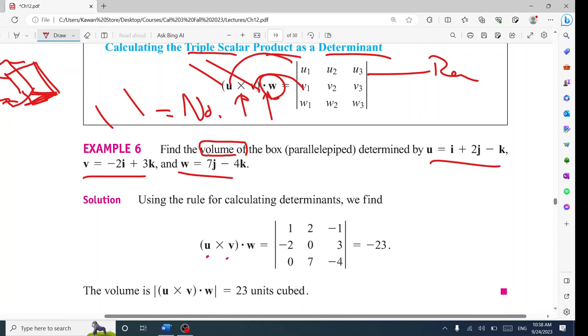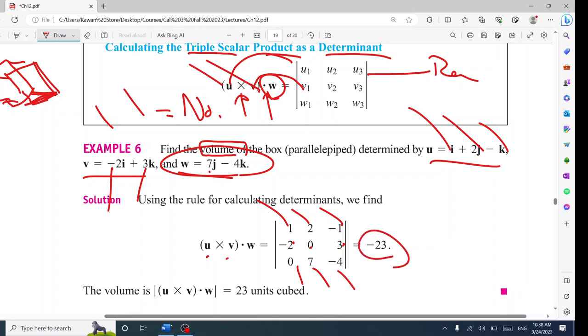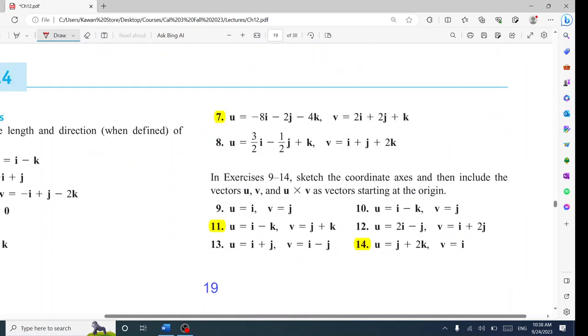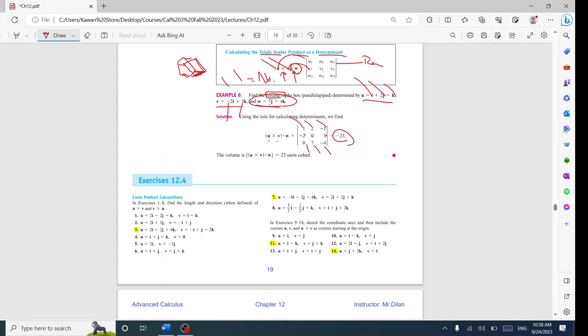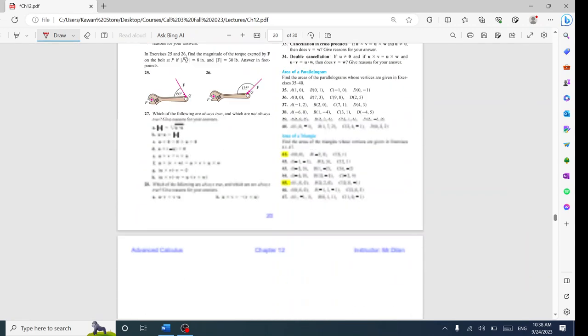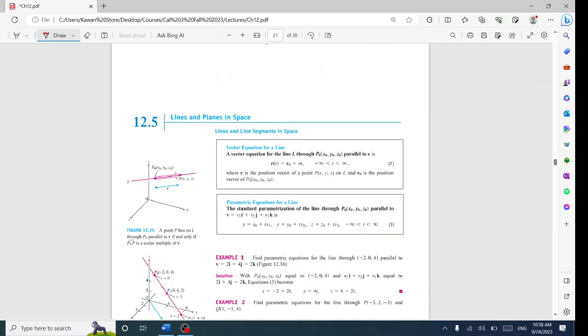Here U is 1, 2, minus 1. How about V? Minus 2, 0, 3. How about W? 0, 7, minus 4. Then the result will be 23. Any question about it? Okay, everything is good. Do you have any questions about it?